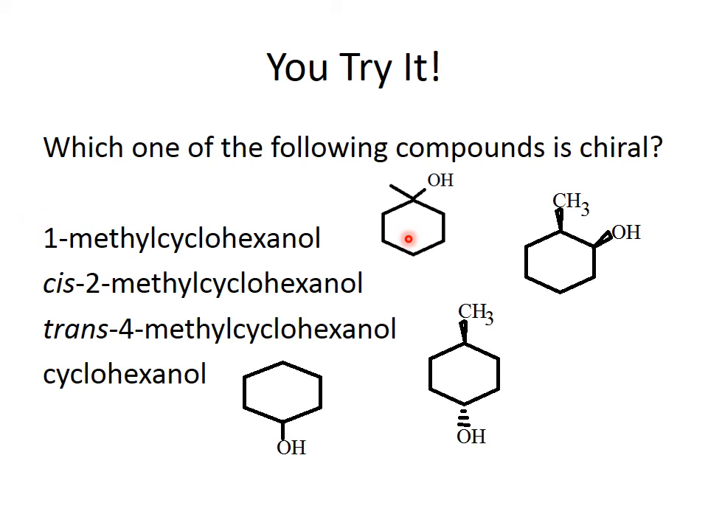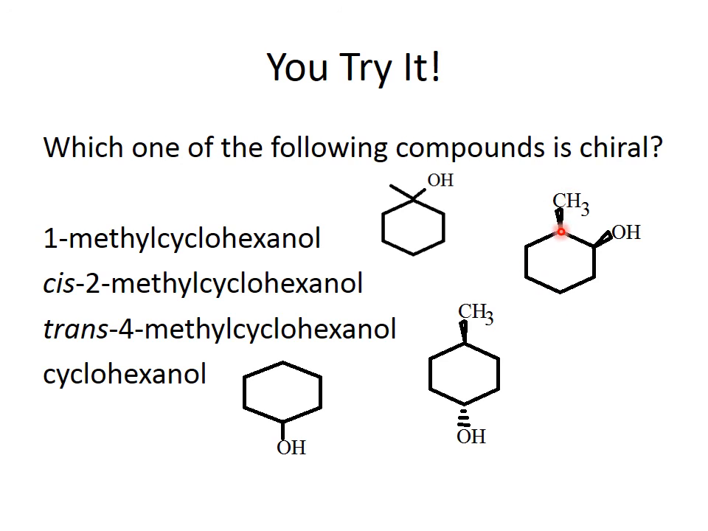So both cyclohexanol and 1-methylcyclohexanol have the two sides of the carbon having the same groups on it. If I look at this molecule, it actually looks like you might have a chiral carbon here because that's up and that's down. But look, this side of the molecule is the same as this side of the molecule. So this carbon and this carbon are not chiral.